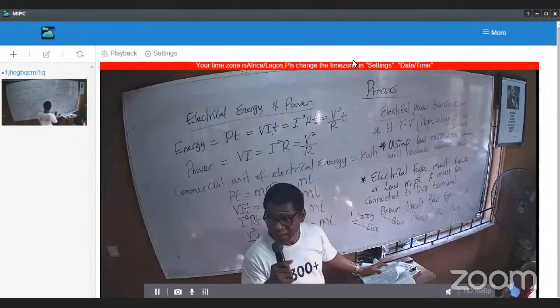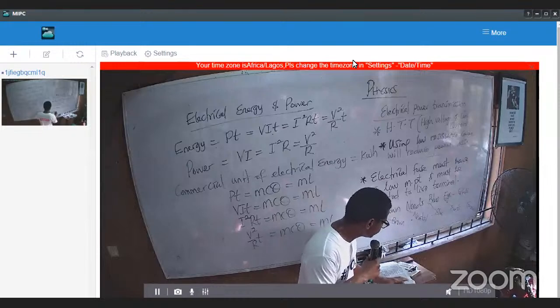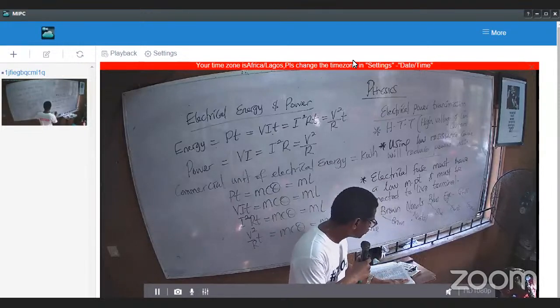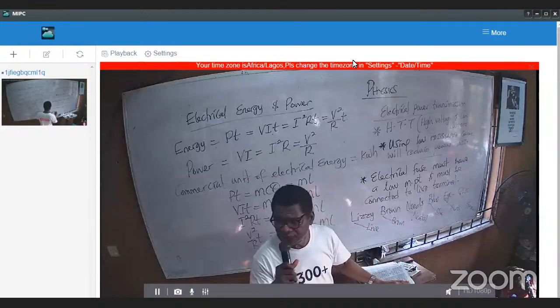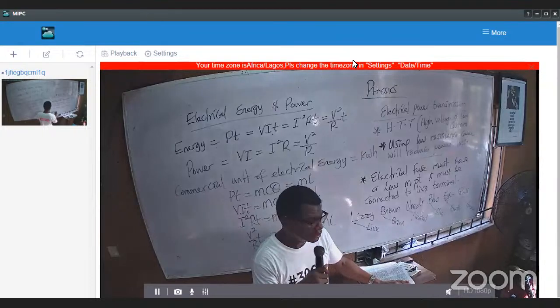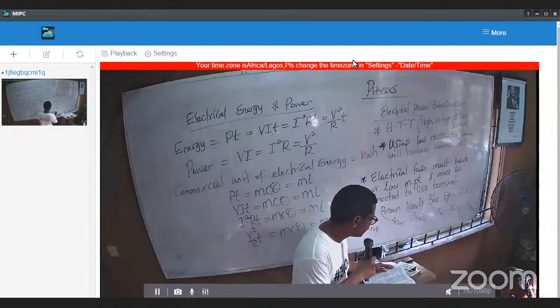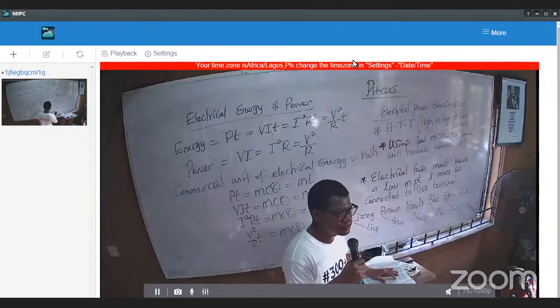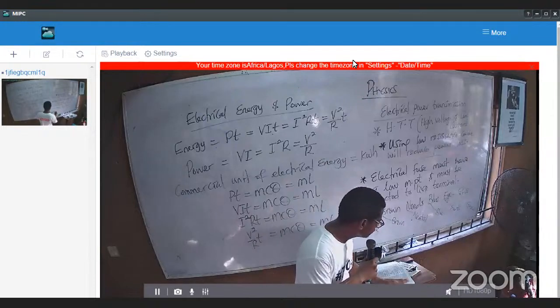Right, question 1. In the wiring of houses, just for us to document it, all of you know the answer. In the wiring of houses, the fuse is connected to the A.